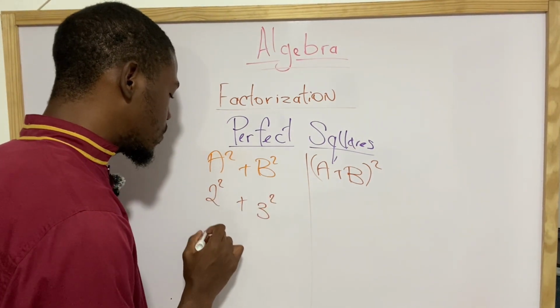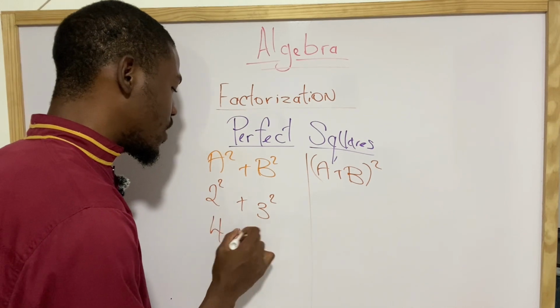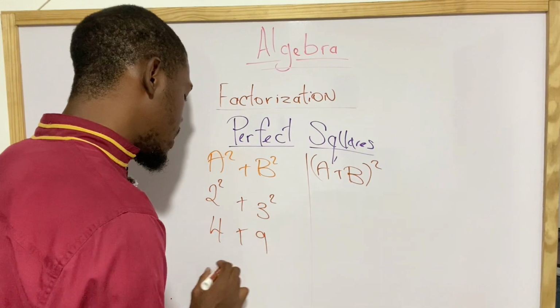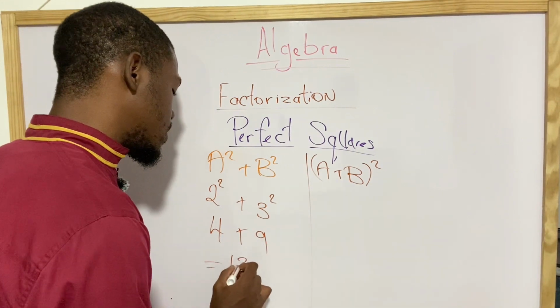So we're saying 2 squared plus 3 squared. 2 to the power of 2 is going to be 4, and 3 to the power of 2 is going to be 9. And 4 plus 9 gives us 13.